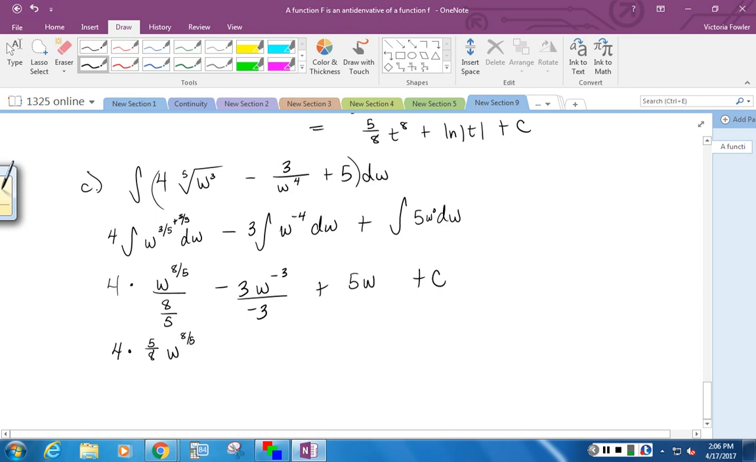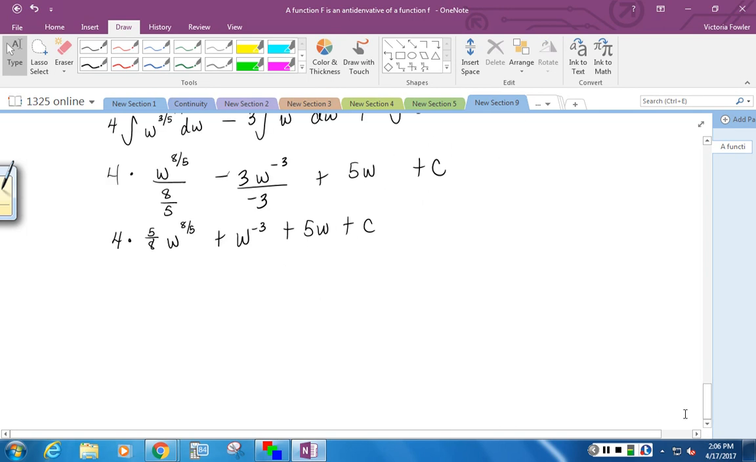So I'm still going to have a little bit more to do. I have a plus sign here. A negative 3 over negative 3 is a positive 1, plus w to the negative 3, plus 5w, plus my constant. And then the last thing that I'm going to do is just clean up right here. This is 4 over 1, right? And so I'm going to have, once this is simplified, 5/2 w to the 8/5 plus w to the negative 3 plus 5w plus c.